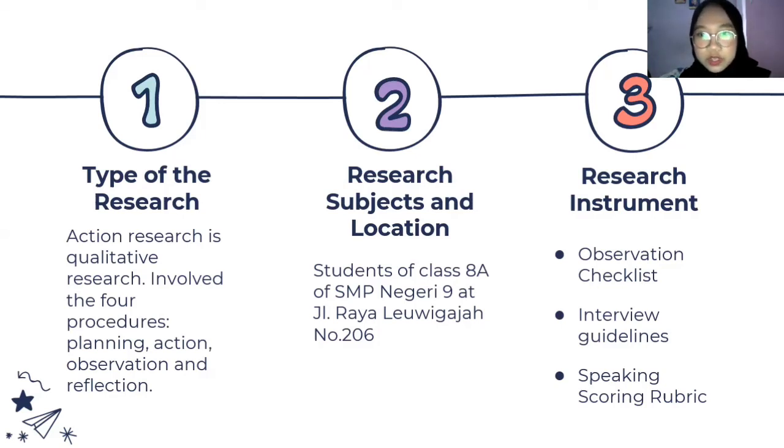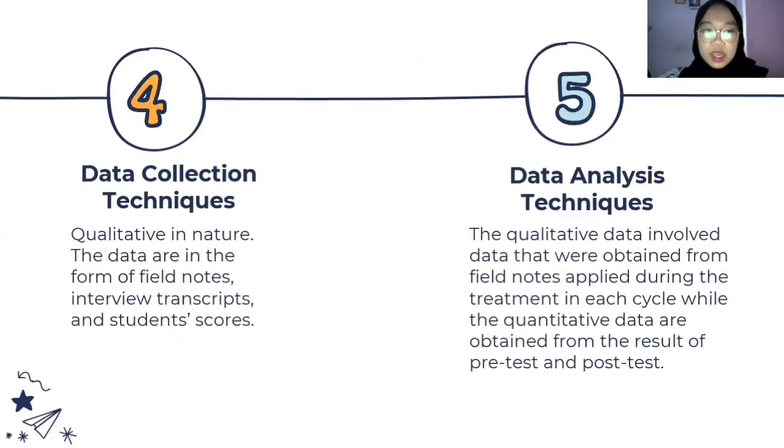And this is the research instrument. There are three research instruments. First, observation checklist. Second, interview guidelines. And the third is speaking scoring rubric. Data collection techniques are qualitative in nature. The data are in the form of field notes, interview transcripts, and student scores.